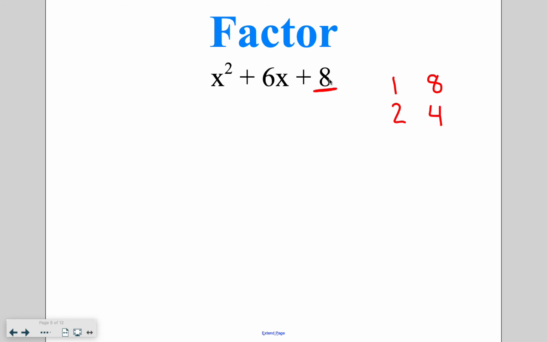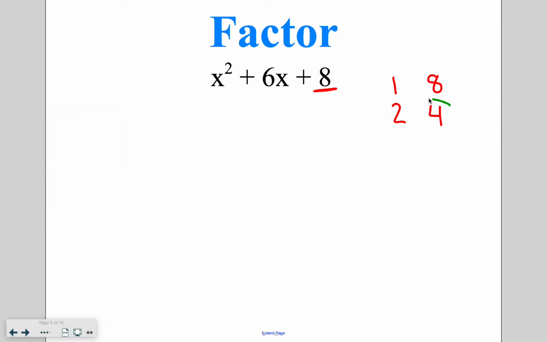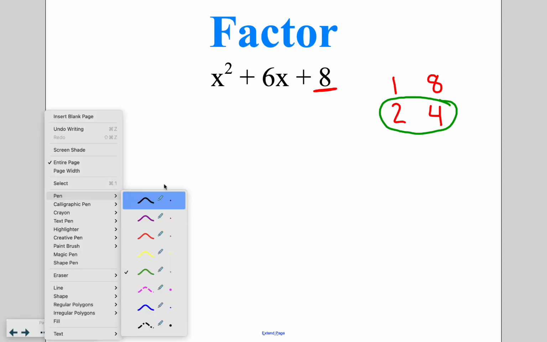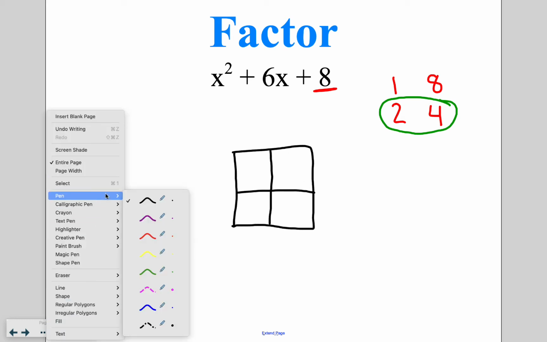Now I need to decide which of these two pairs can combine to give me 6 x's. In this case, it's going to be the second pair. 2x's plus 4x's is equal to 6x's. So how does this come back to our box? So I have this box that normally when I did it in the first part of the chapter, I had the outside values. Now what I have is the interior values.